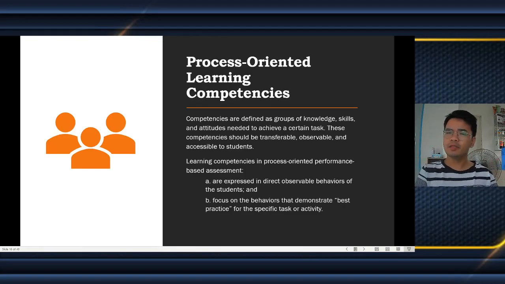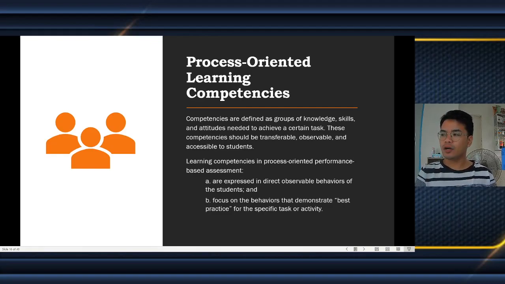Okay, so same as our objectives. Our objectives can be classified as well as cognitive, psychomotor, or affective. Okay, so they are not only there to develop the knowledge or the cognitive domain of the students, but as well as the psychomotor and affective. So it's important that you know that competencies are transferable. Okay, they should be accessible to students.